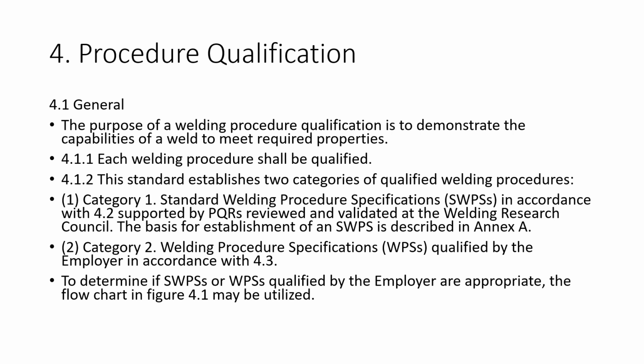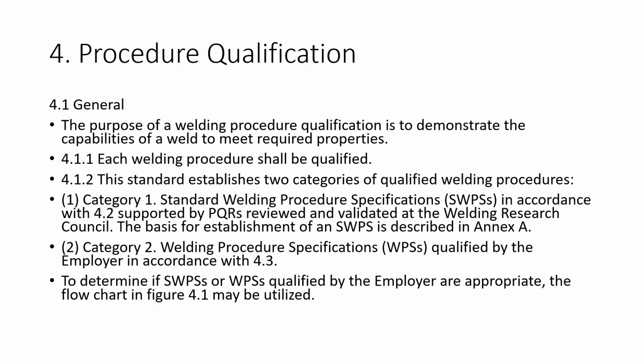Okay, so then we get to Category 2, which is Welding Procedure Specifications. These are qualified by the employer. This is you. If you're using this code book, AWS B2.1, this is where you fall in. You're going to qualify a test coupon, do some bend tests, do some tensile tests, and you're going to write a WPS just like you would in ASME Section 9.